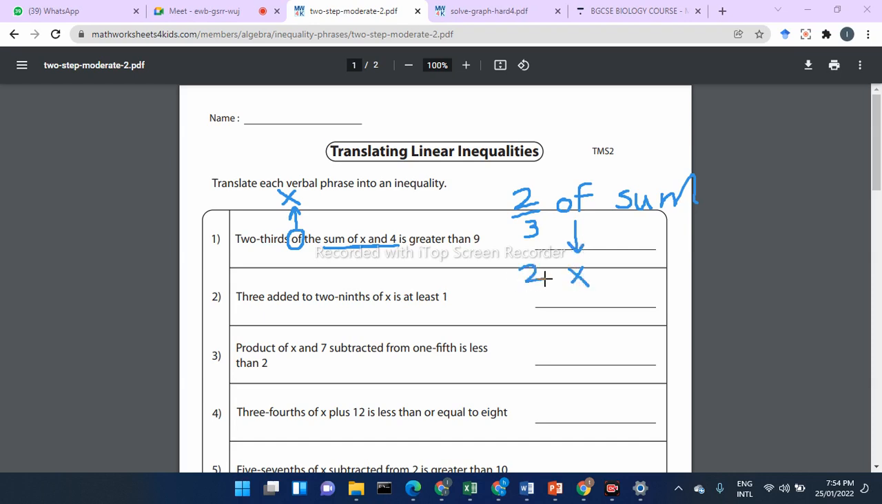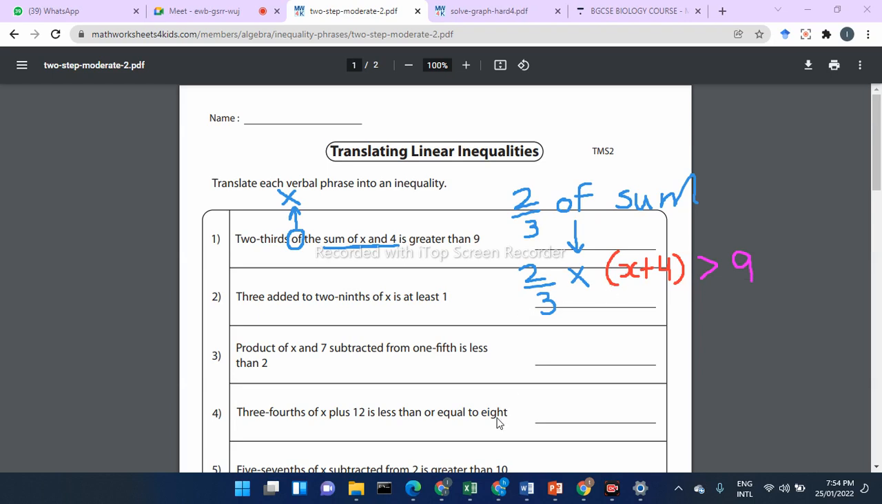What is the sum? X plus 4. So the sum is x plus 4. And that is going to be greater than what? Greater than 9. Strictly greater than 9. I almost had that. I had the x in front of 2/3.